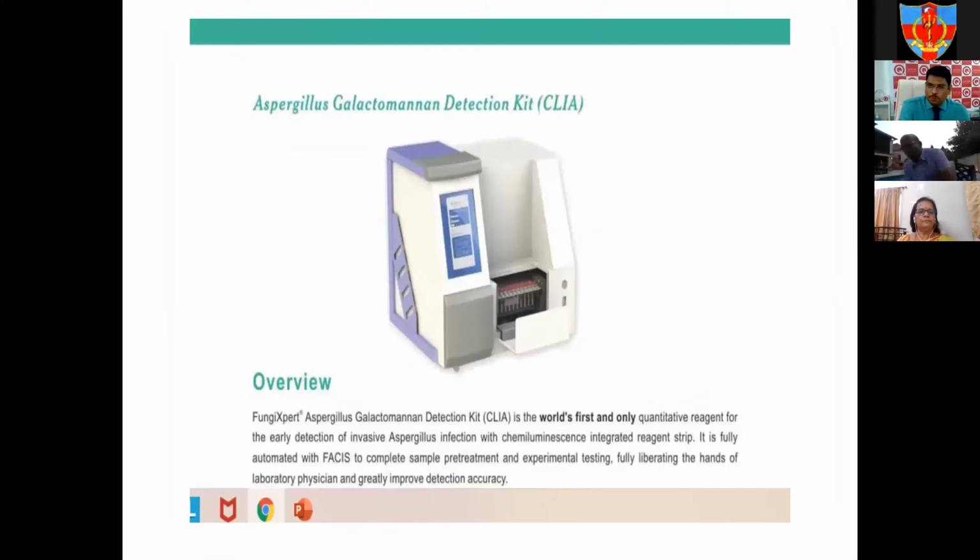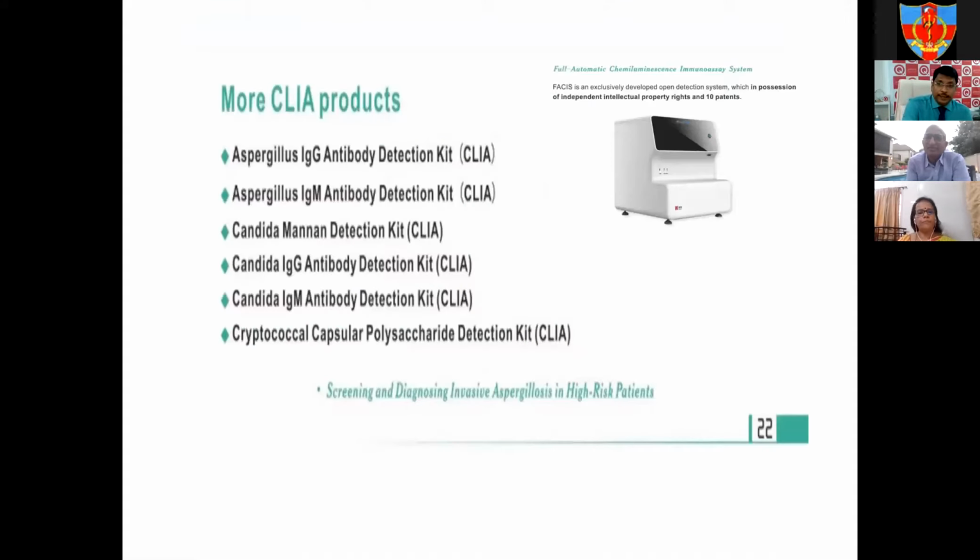Another test, specifically required to identify the antigen specific to Aspergillus, is galactomannan. This test is not new; it is already available and used in different clinical contexts, and we can use this galactomannan assay in detecting individuals who are at risk for Aspergillus. More such products are available for detecting specific antibodies to the fungi Aspergillus and Candida, and even Cryptococcus.